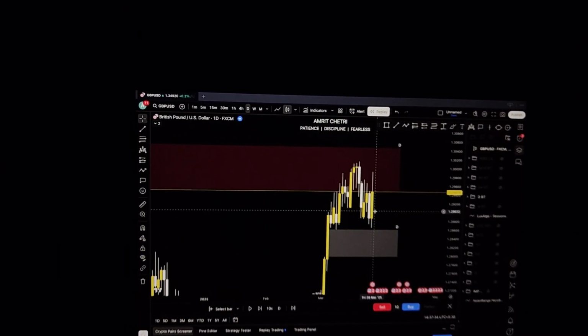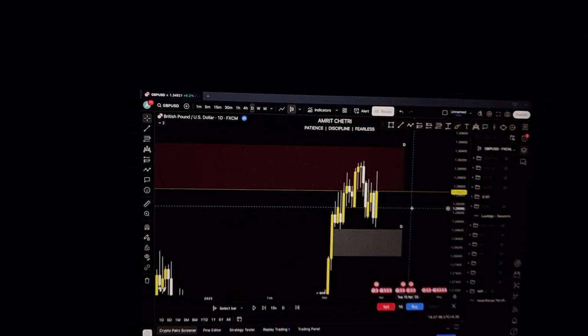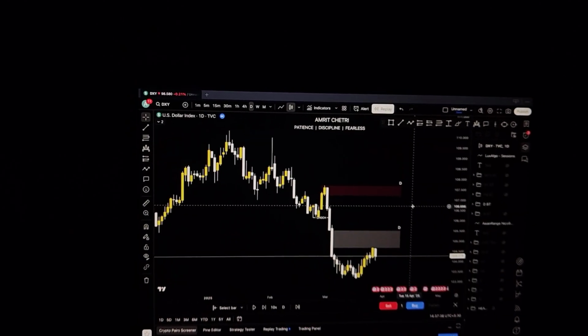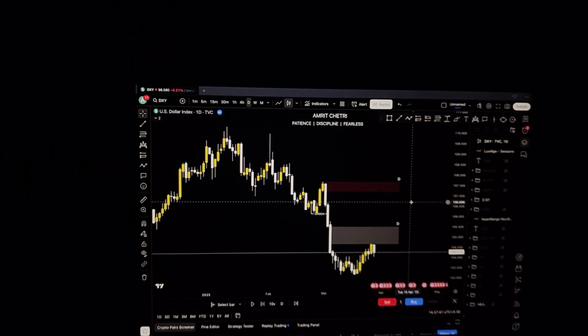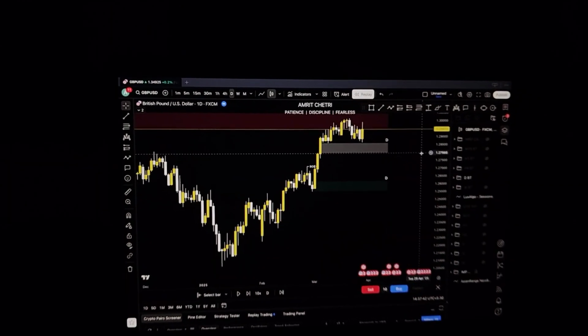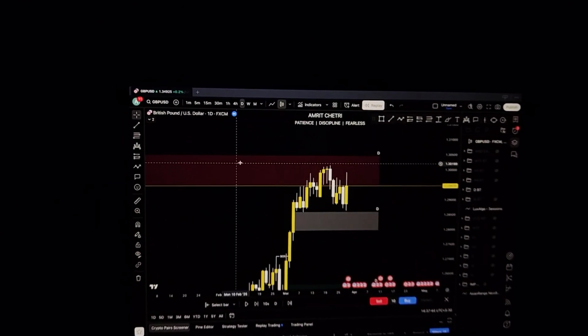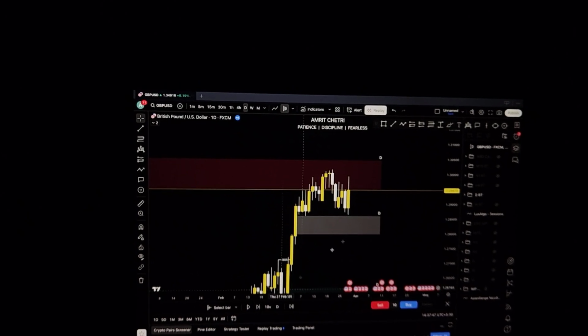So that is when I go to Friday now. The last day is Friday. Thursday will close as a bullish candle, and when I go to DXY, it closed as a bearish candle. As you can see, it's a Marubozu candlestick. So on Friday I will look for buys on GBP USD and sells on DXY. I didn't trade it on Friday.